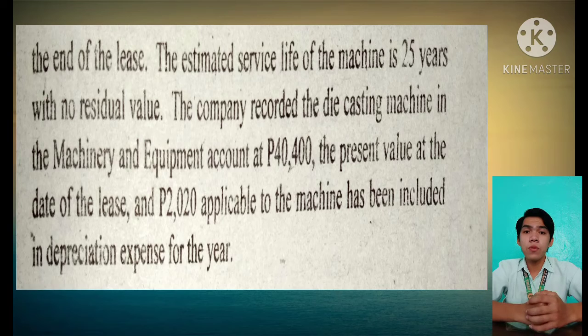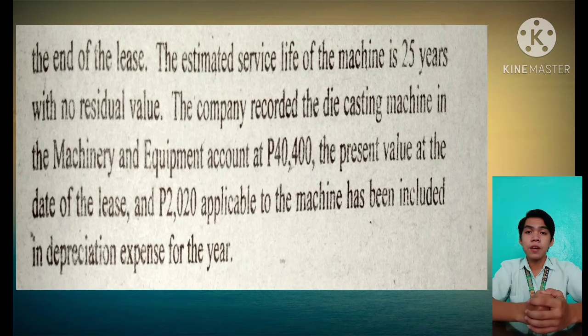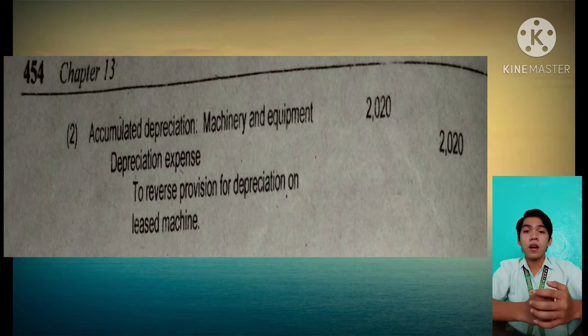In the first information, we can observe that an amount of 2020 was erroneously recorded or included in the depreciation expense for the year. So to correct or adjust, you simply reverse the original entry as it was recorded. So now it would be accumulated depreciation, which is normally a credit account, debit 2020, and depreciation expense credit 2020, which is normally a debit account.